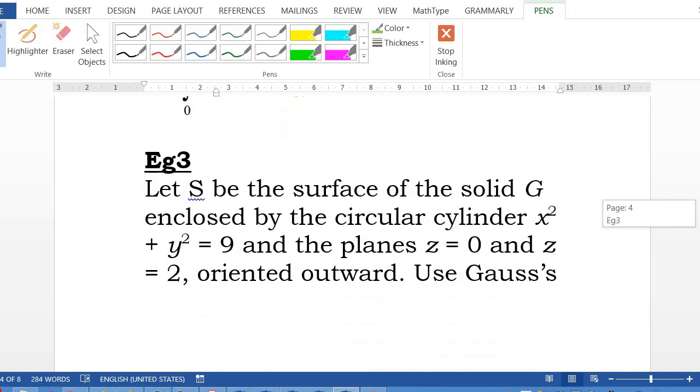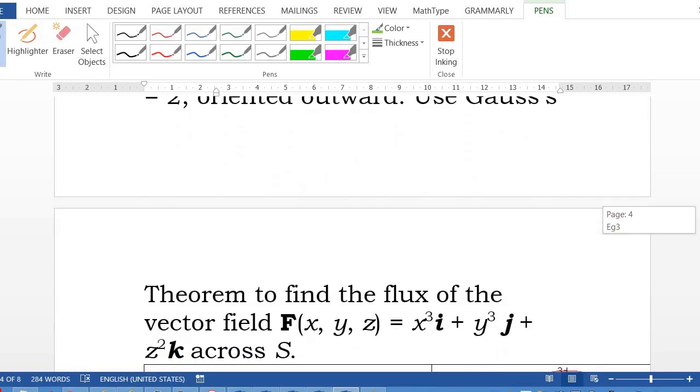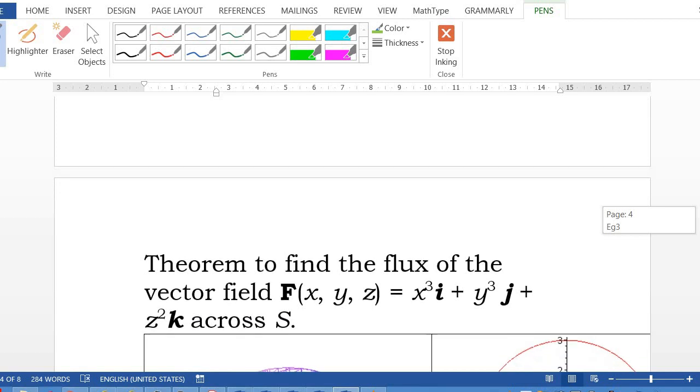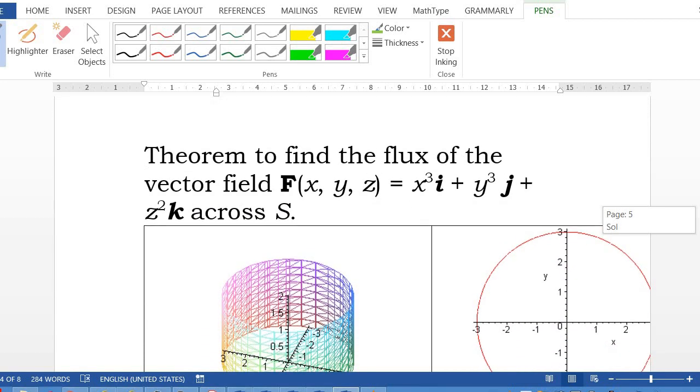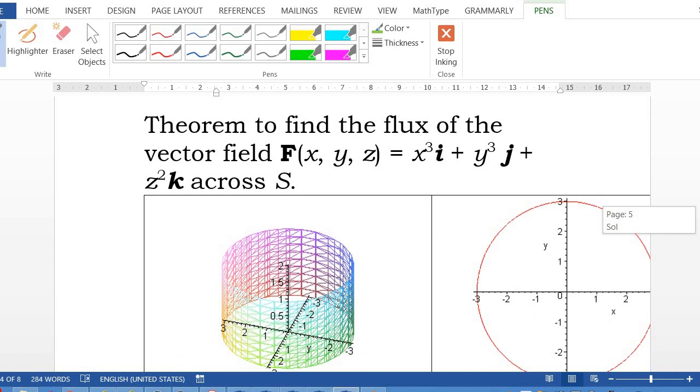The third example: let S be the surface of the solid G enclosed by the circular cylinder x squared plus y squared equal to 9 and the planes z equal to 0 and z equal to 2, oriented outward. Use Gauss theorem to find the flux of the vector field F(x,y,z) equal to x cubed i plus y cubed j plus z squared k.